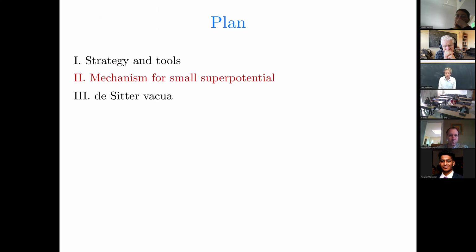OK, so that's the end of the strategy and tools. Now we'll talk about the mechanism for a small superpotential. Any questions about the computational geometry?